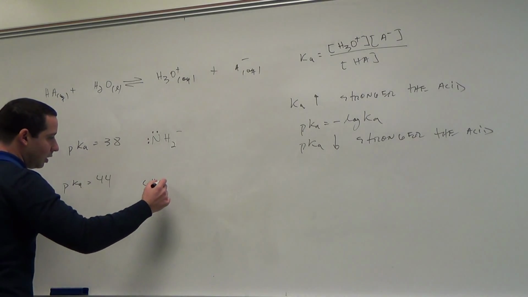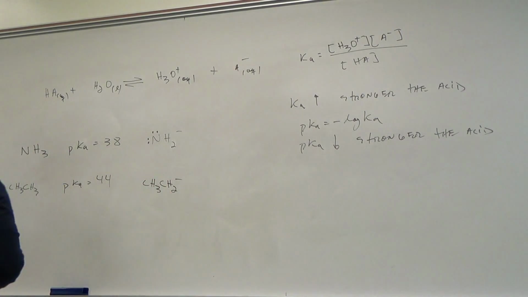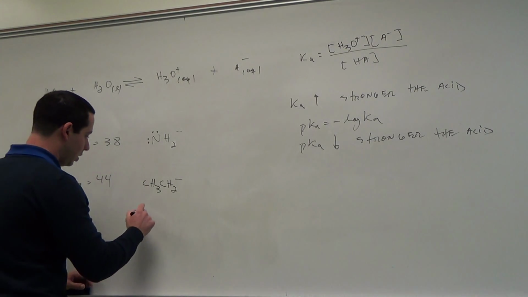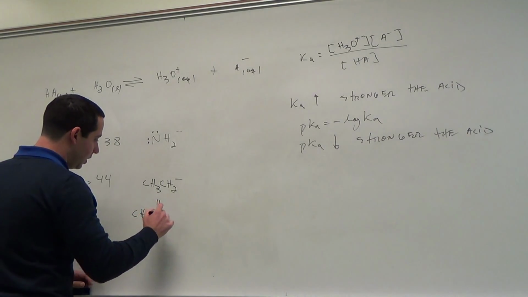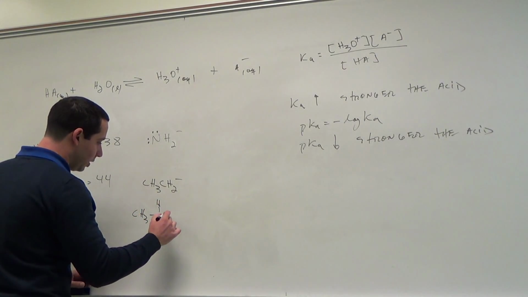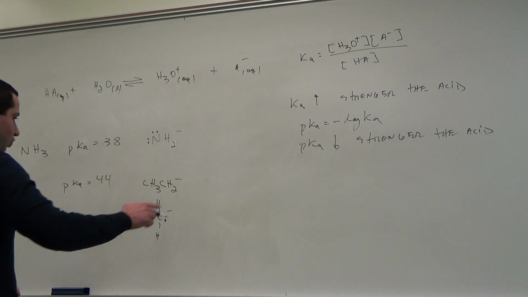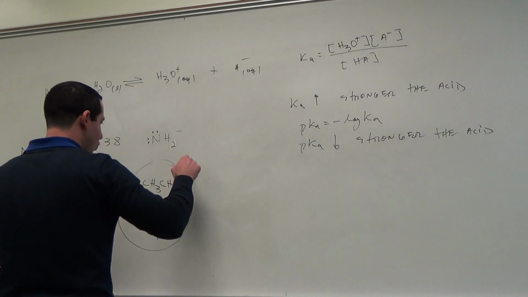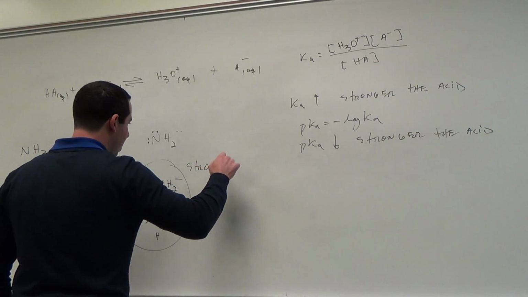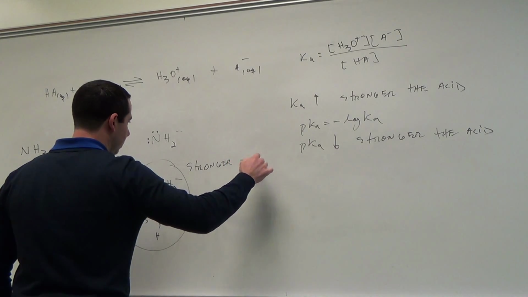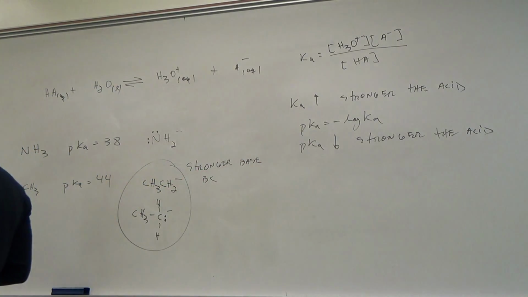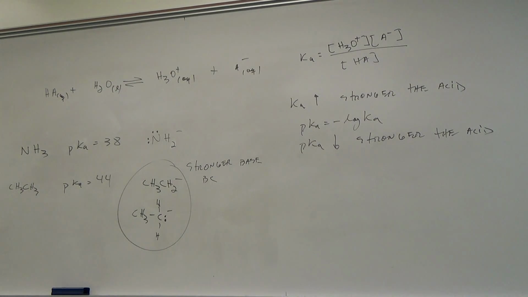And this one is what? That one is like that. And of course, the electron pair is where? The electron pair is on the carbon. So which one is the stronger base of those two? The bottom. This is the stronger base. Because? BC, can we put BC?